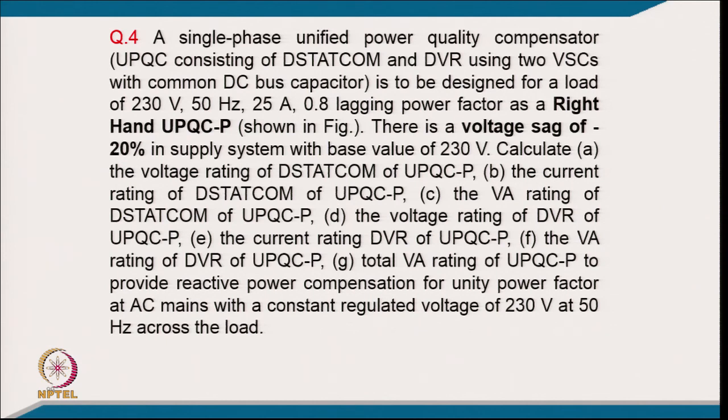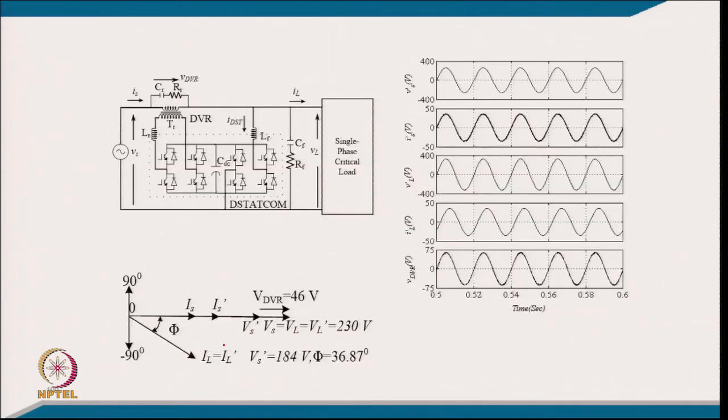So coming to numerical example 4: a single phase UPQC consisting of a D-STATCOM and DVR with the two VSCs and a common DC link is to be designed for a load of 230 volt, 50 Hz, 25 A, 0.8 lagging power factor as a right hand UPQC, and there is a voltage sag of 20% in the supply system with the base impedance of 230 volt. Calculate the voltage rating of the D-STATCOM, the current rating of the D-STATCOM, the VA rating of the D-STATCOM, and the voltage rating of the DVR, the current rating of the DVR, the VA rating of the DVR, and the total VA rating of the UPQC to provide the reactive power compensation for unity power factor of AC mains with constant regulated voltage of 230 volt, 50 Hz across the load.